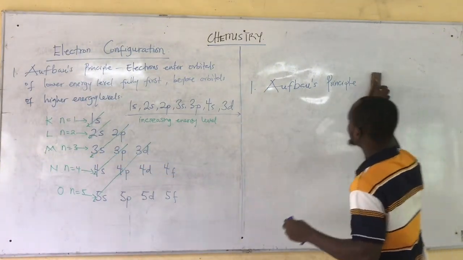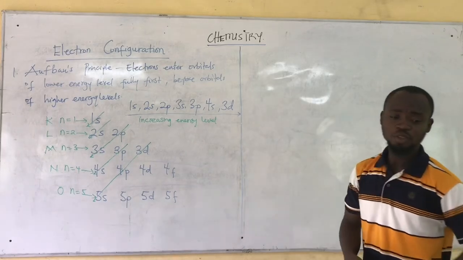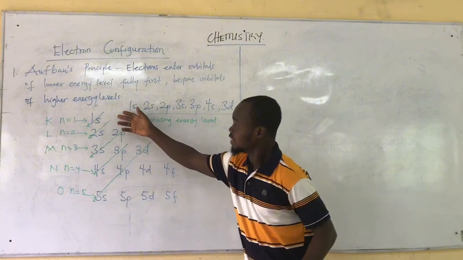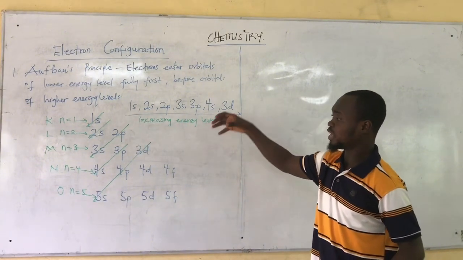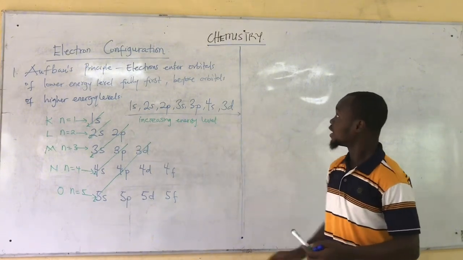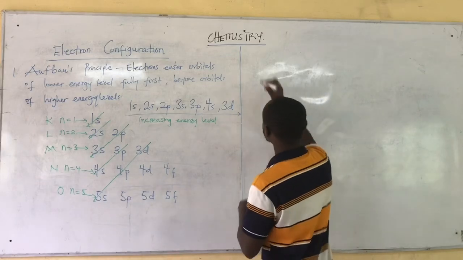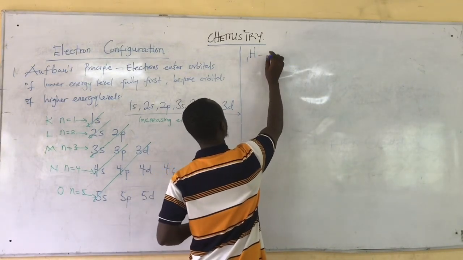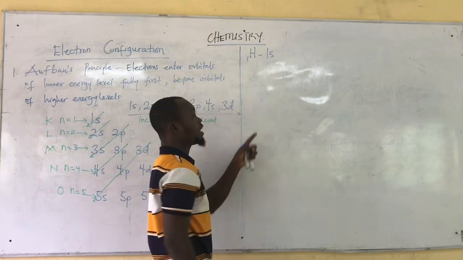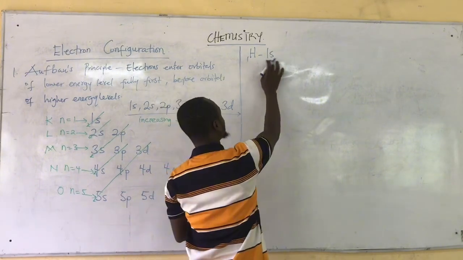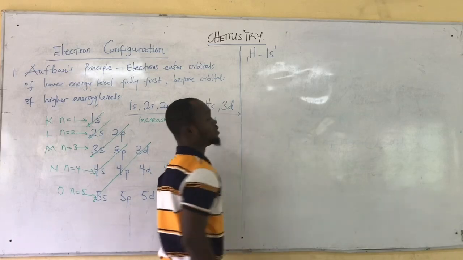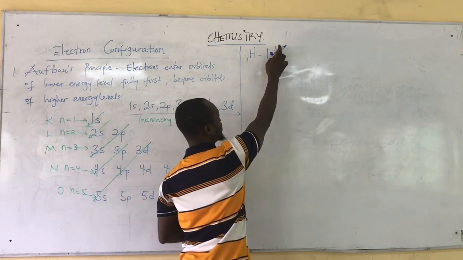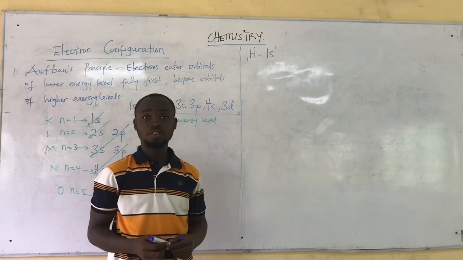So based on that, we can write the electron configuration of every element based on their energy levels and the orbitals present there. Now let's take the first element, that is hydrogen. So hydrogen, the orbital present is the 1s, and hydrogen has only one electron, and that electron is indicated on the orbital. So this is the configuration of hydrogen, 1s1.